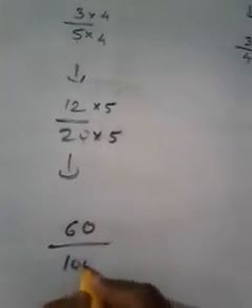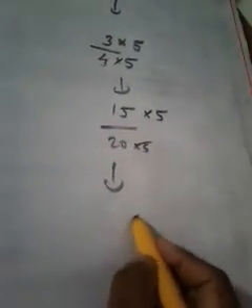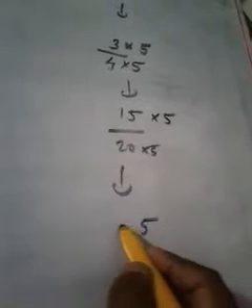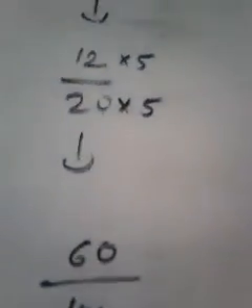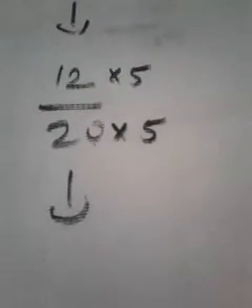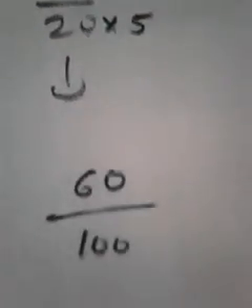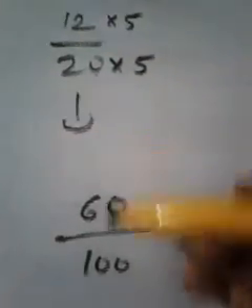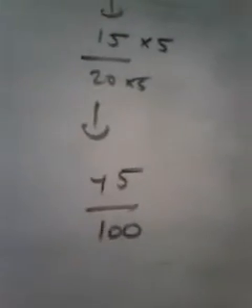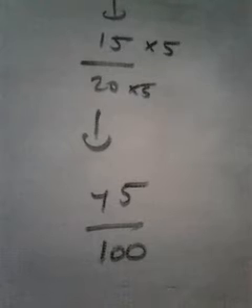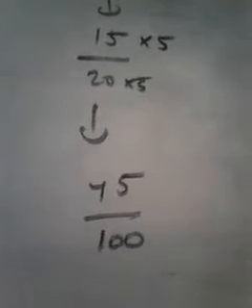60 by 100, and it will be 75 by 100. You may have understood. When I multiply the denominator with 5, what does it become? The denominator is of course 100 and the numerator is 60, and here the denominator is of course 100 and the numerator is 75, isn't it?